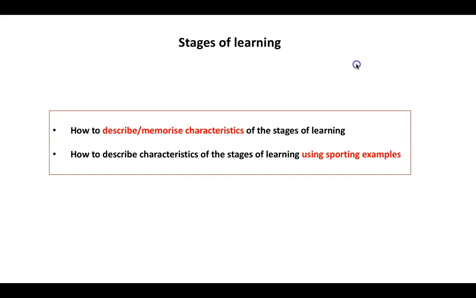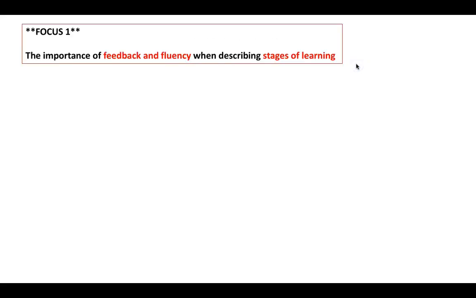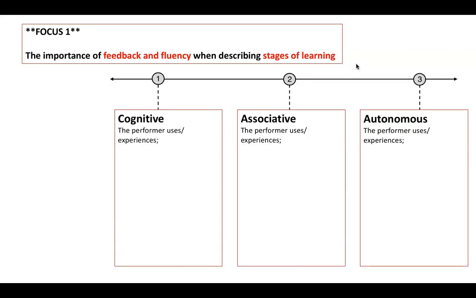I'm going to go through this next one with this kind of focus. This focus we're looking at is the importance of feedback and fluency when describing stages of learning. Feedback and fluency is going to be really important for us because we can discuss feedback and fluency for every single stage as a characteristic. So when we talk about the characteristics of the stages of learning, we can speak about feedback and fluency in the cognitive stage, the associative stage, and the autonomous stage. That is really important. So, as I said, feedback and fluency are able to be spoken about in every single one. So it's really key that we're able to describe the characteristics of each stage by using feedback and fluency.